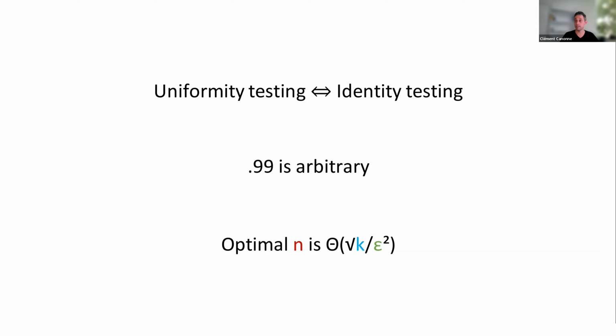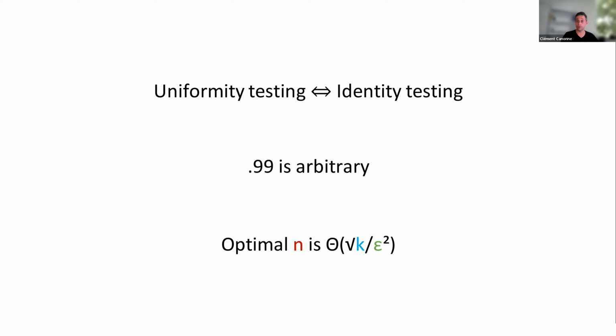The 99% probability of success is completely arbitrary. You can replace that by a small delta if you want, and all the results will go through, as there's a standard way to go from one to the other. You pay a multiplicative factor, something logarithmic in 1 over delta, in the number of samples you need. I'm not going to go into the details, but it's called the median trick. It's basically: run the same test many times on fresh samples, and take the majority output. If the majority of the tests say accept, you accept. If the majority say reject, you reject. You can boost the probability of success that way. It's not necessarily the optimal thing to do, but that's good enough.